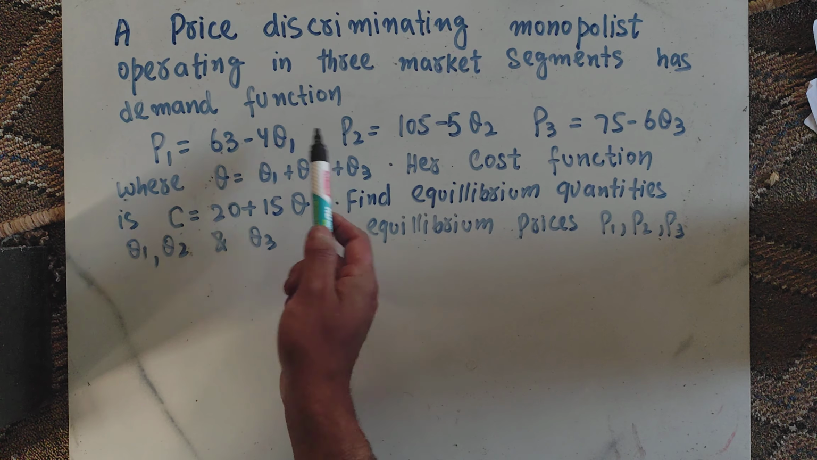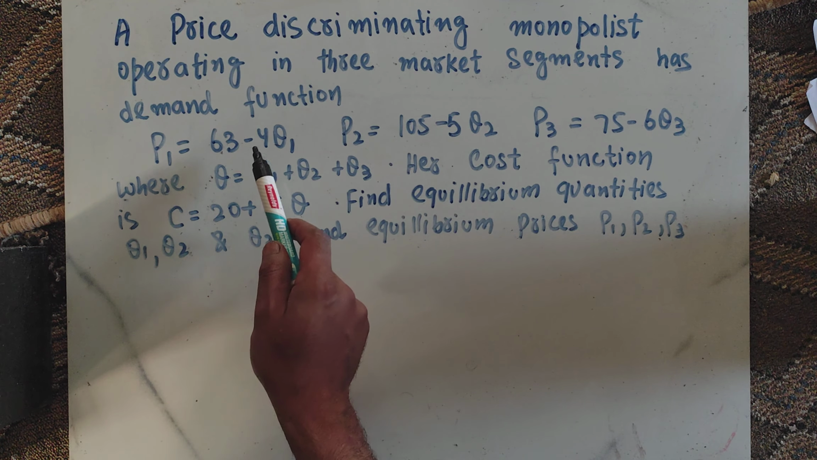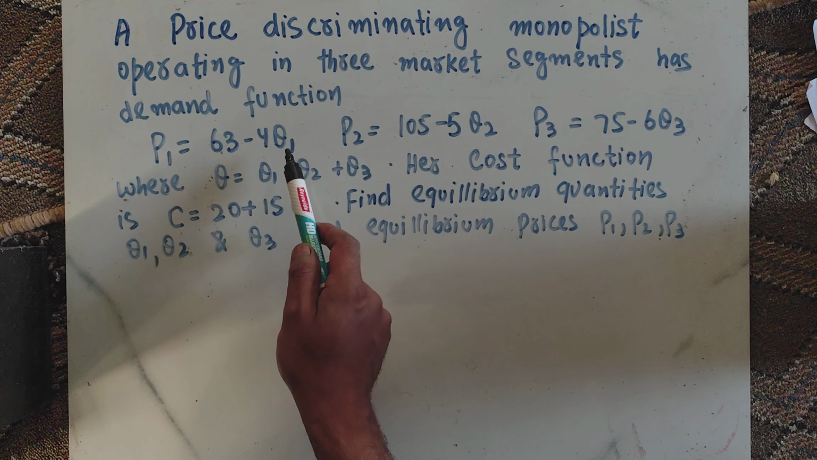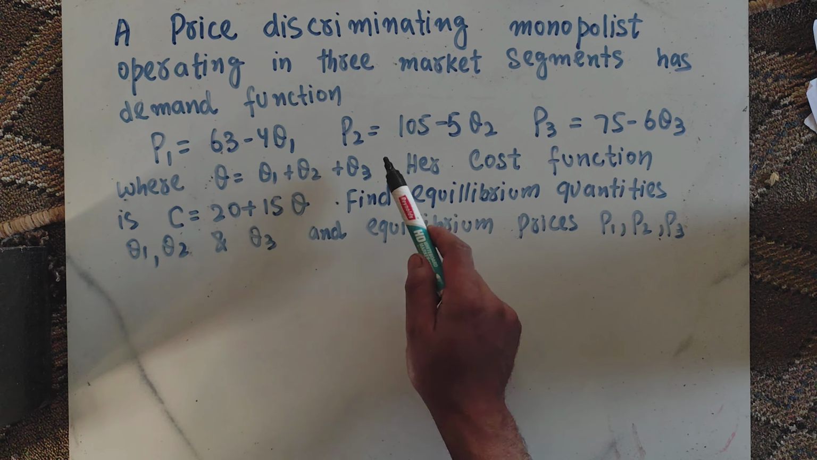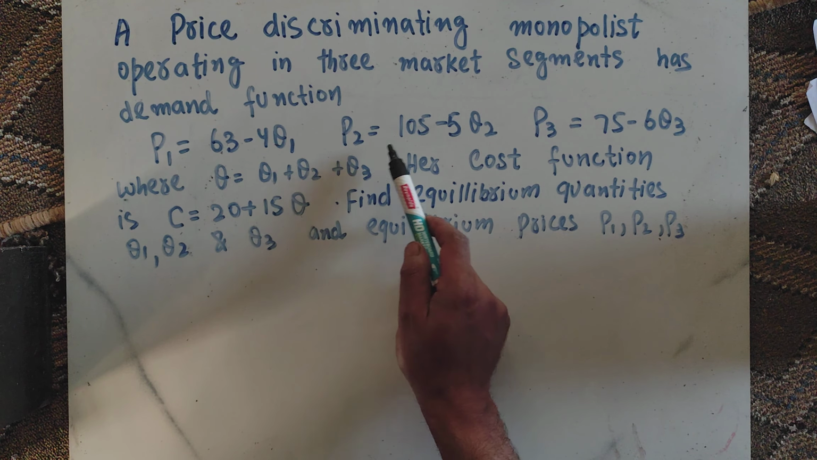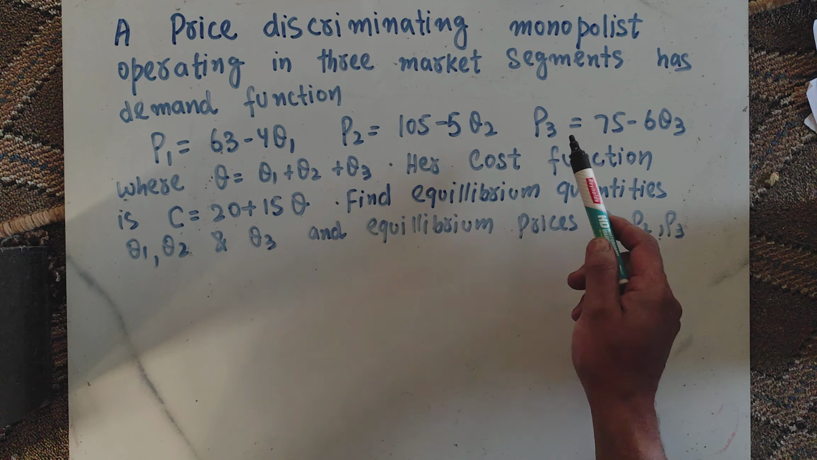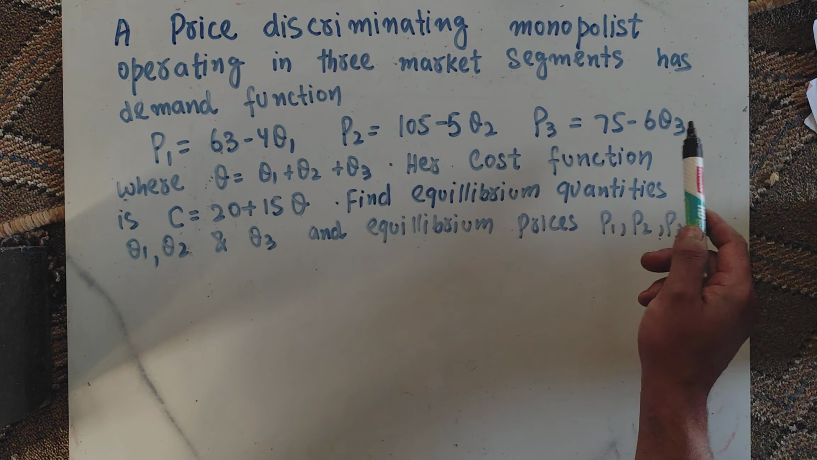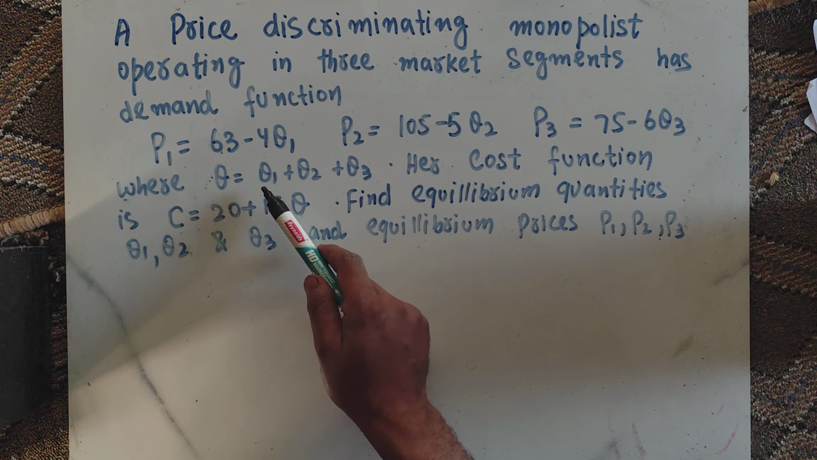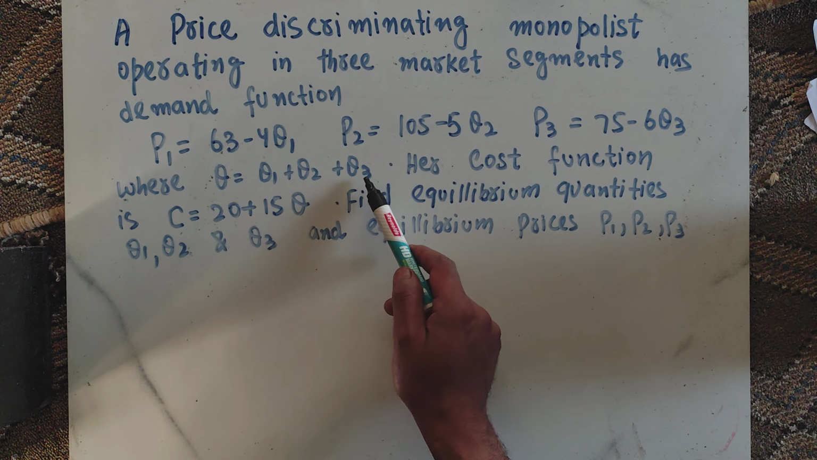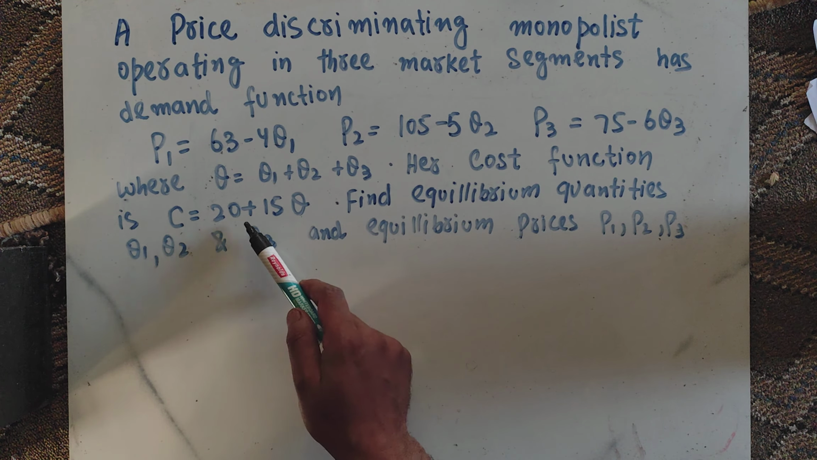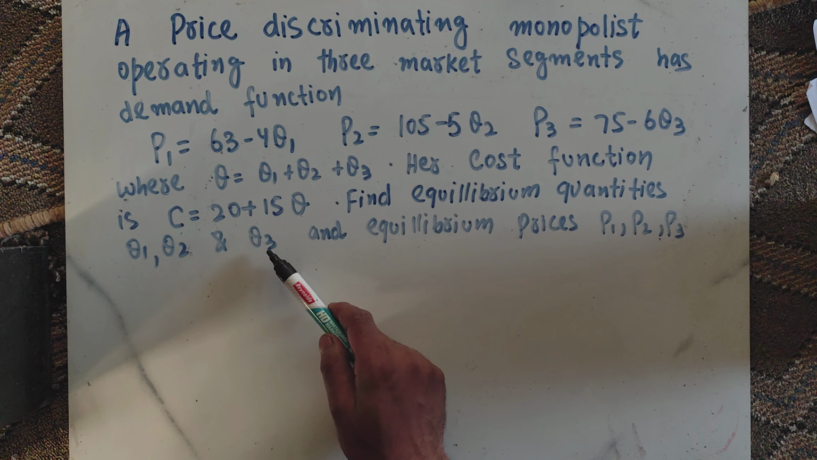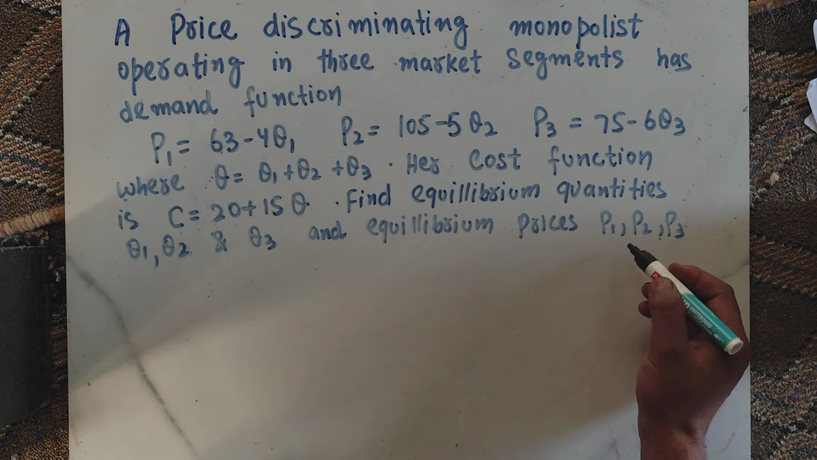The demand function in market 1 is given by P1 equals 63 minus 4Q1, where P1 is the price in the first market and Q1 is the output in the first market. Likewise, the demand function in the second market is P2 equals 105 minus 5Q2. In the third market, the demand function is P3 equals 75 minus 6Q3, where Q is the total output, equal to Q1 plus Q2 plus Q3. Her cost function is C equals 20 plus 15Q. Find the equilibrium quantities Q1, Q2 and Q3 and equilibrium prices, that is P1, P2 and P3.